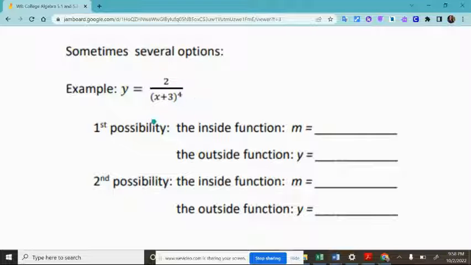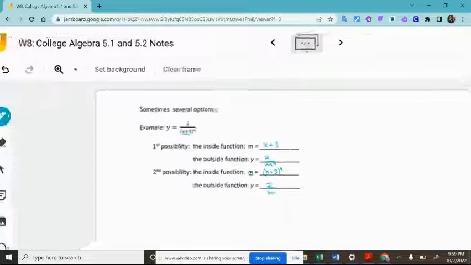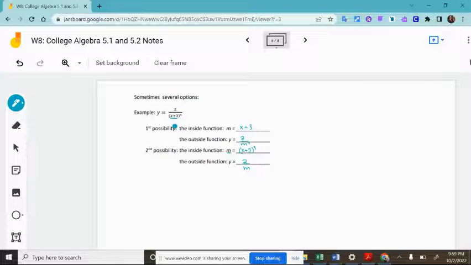Decomposing can be a little bit trickier to see the patterns, but it's still not bad. And sometimes there could be lots of different ways we could do the same thing, decompose the same function. So we could say, for example, that the inside function here is x plus 3. And if we just say that the inside function is x plus 3, then the outside function would be 2 over m to the fourth, right? Or we could say the inside function is x plus 3 to the fourth power. If we include that fourth power in our function m, then y would just be 2 over that. Okay, so sometimes there's more than one way to do it, and that's just because there's more than one thing going on in here.